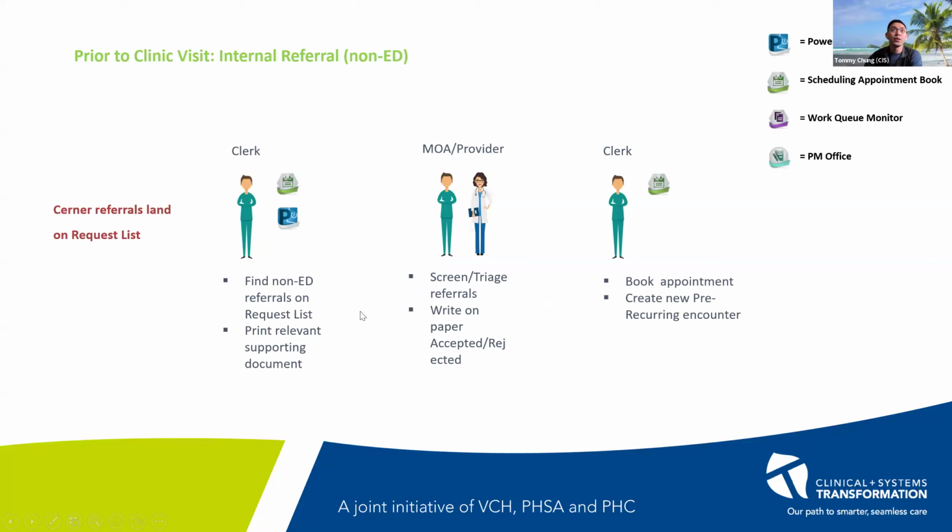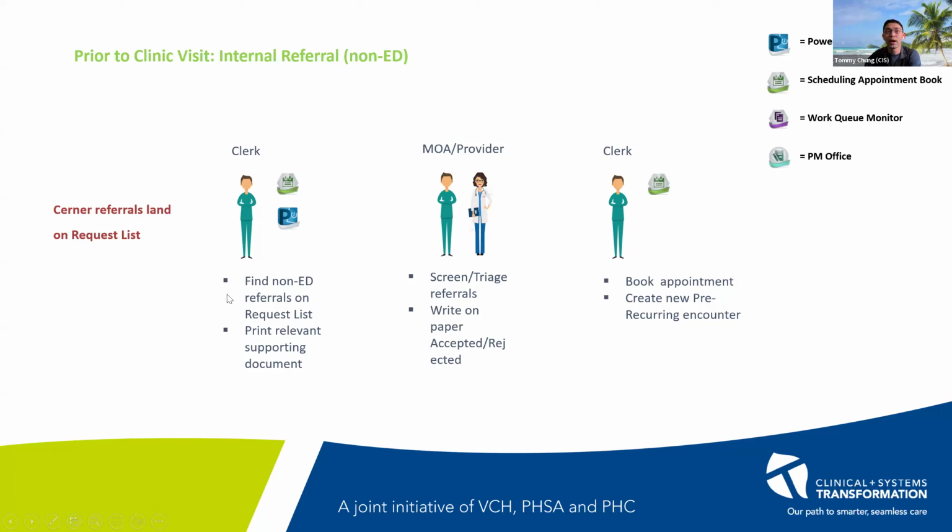Okay, so our next stream is internal referral. However, this time it's a non-ED. So the referral still lands on the request list, and the clerk will have to find those non-ED referrals and then print out the relevant supporting documents and give it to the MOA and the provider to screen. And then the provider will write on a piece of paper, accept it or reject it, like how you're doing now, give it back to the clerk, and the clerk would book the appointment and create a new pre-recurring encounter like we just did.